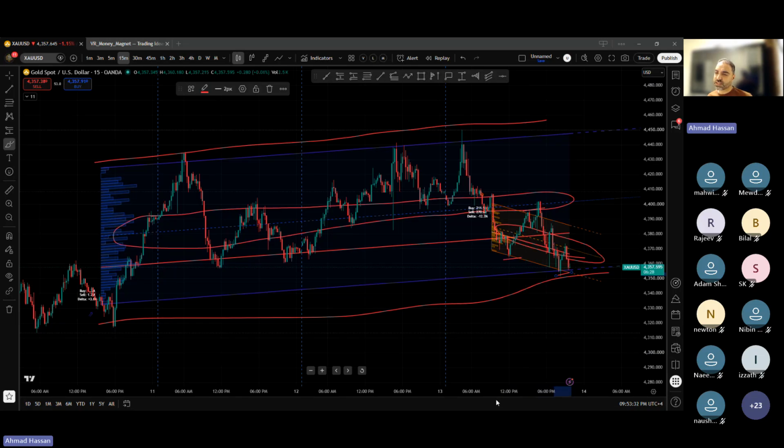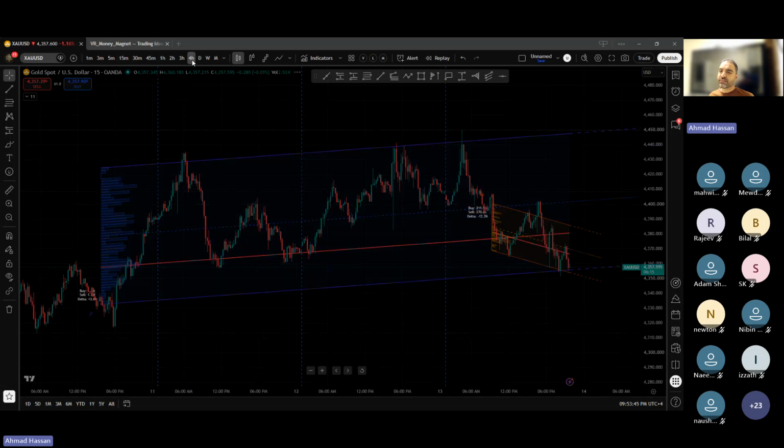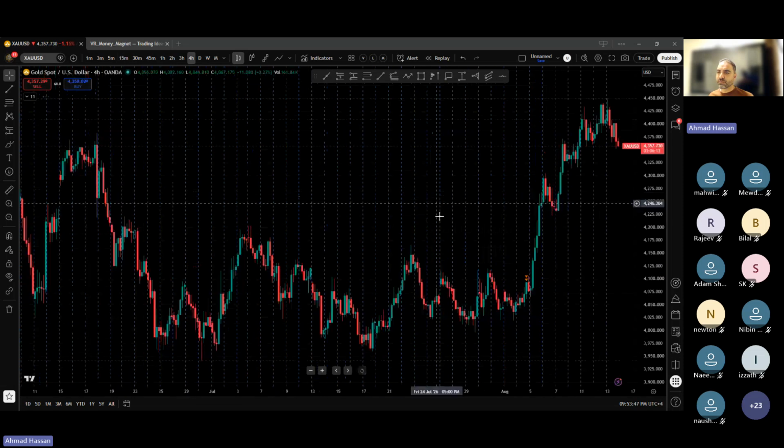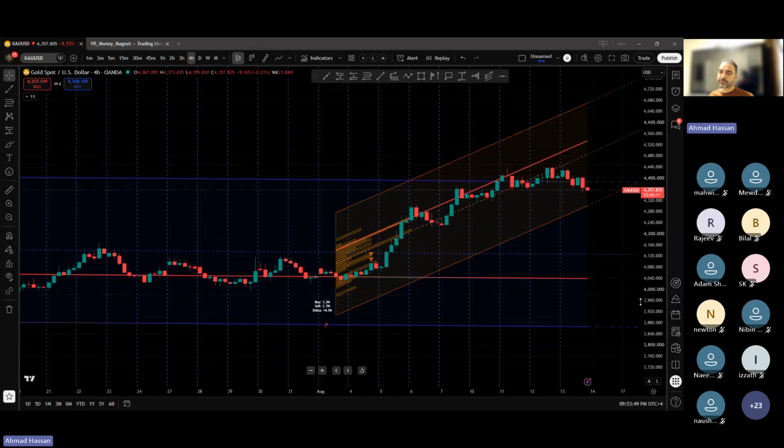Whenever it comes to this area, it will give you a good chance of entries and you'll be able to make money. Simple. There are no settings for this. By default settings are there. Use those. Good for you. And if you see on a 4-hour time frame, my God, you will make a lot of money with this. Can all of you see this clearly?